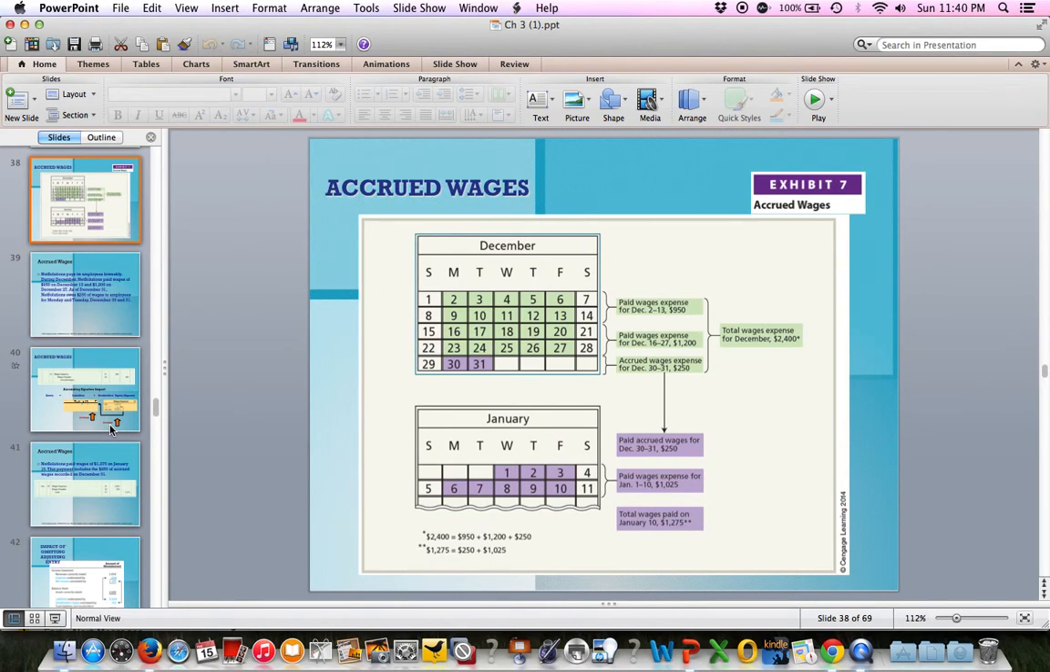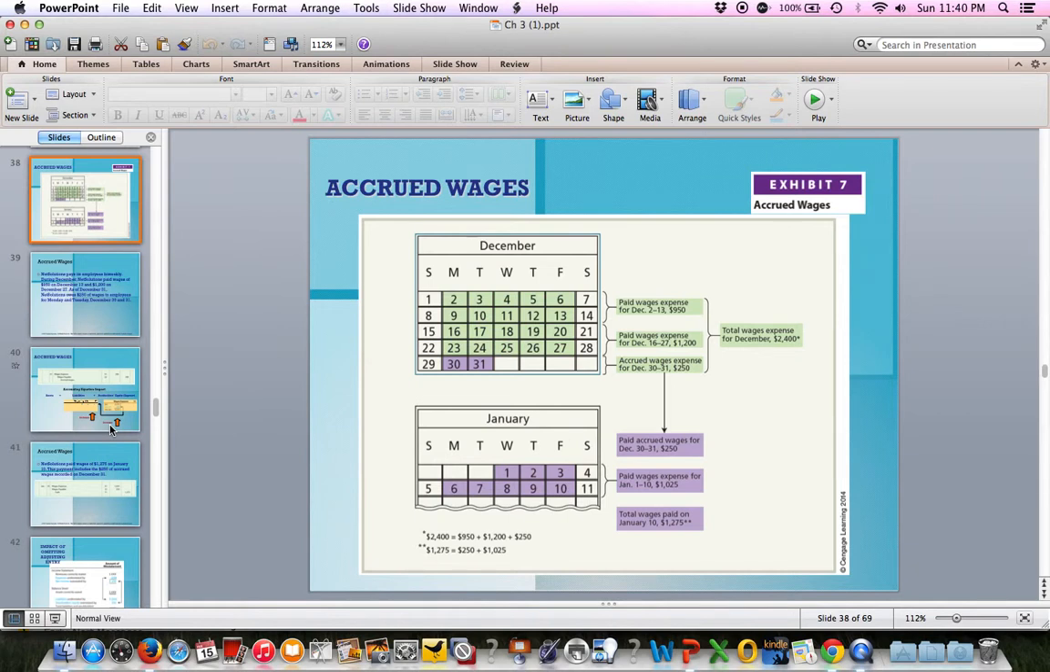Next is accrued wages. So accrued expenses, accrued wages. You can see here we've got the month of December and a little bit of January. And it says in green there, when we've been paying wages, it said paid wages expense for December 2nd through the 13th. We paid on a Friday, the 13th, and then we had wages expense from the 16th through the 27th. And we paid wages expense on the 27th for 2 weeks.